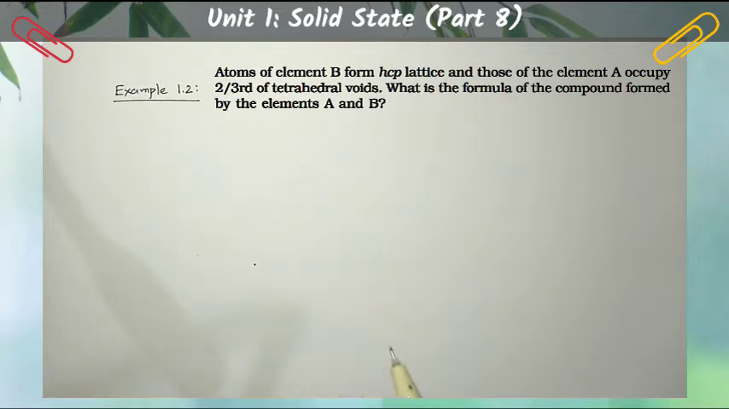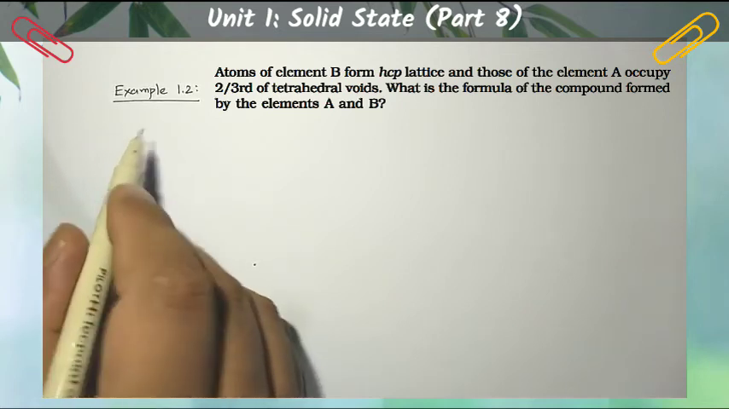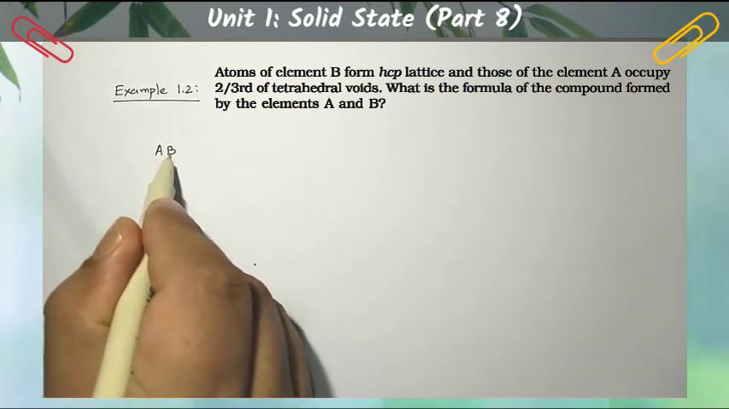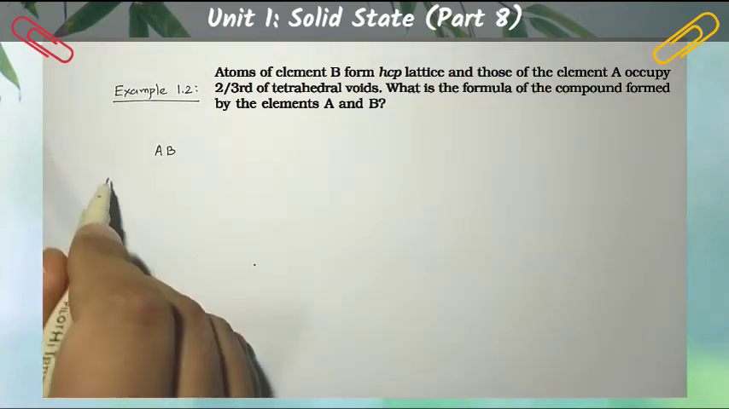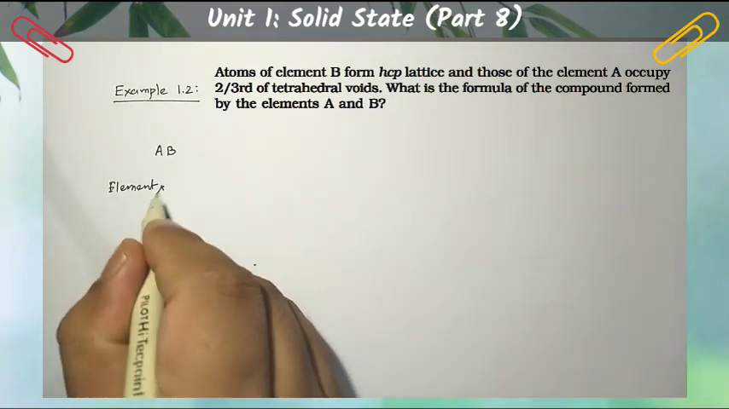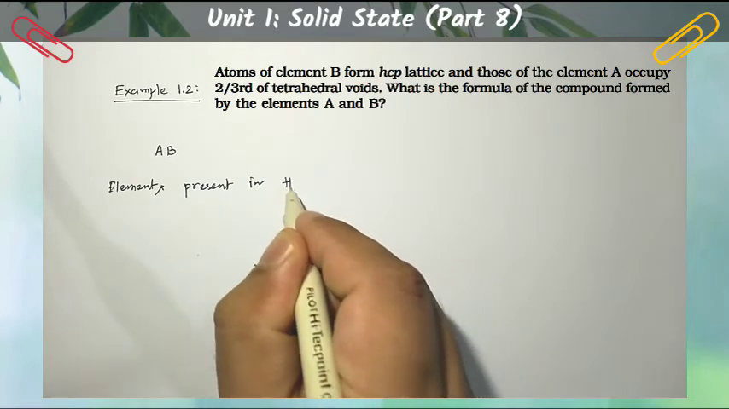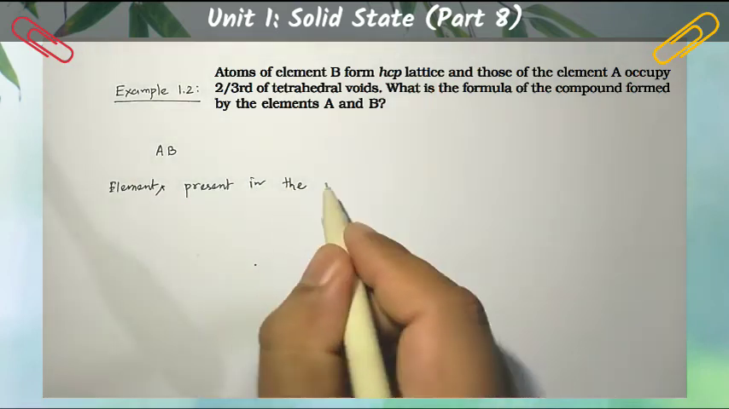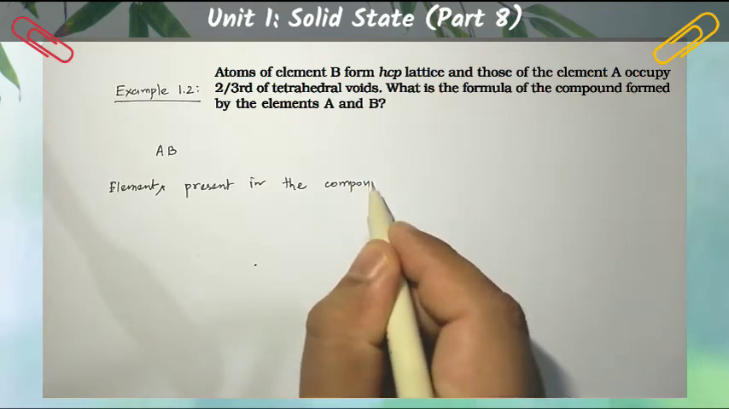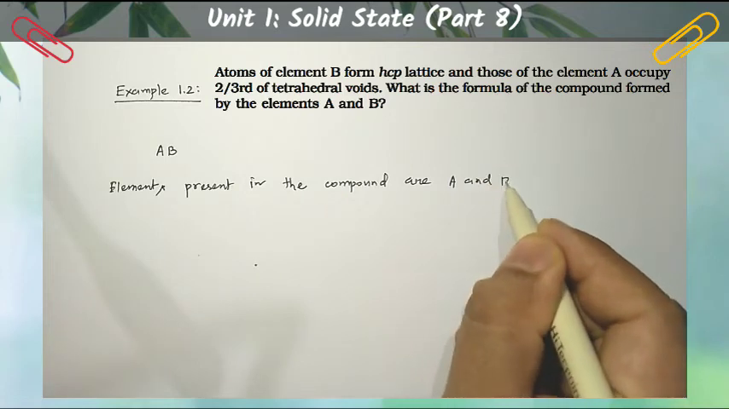What is the formula of the compound formed by the elements A and B? Here they said that two atoms are present, A and B. So the elements present in the compound are A and B.